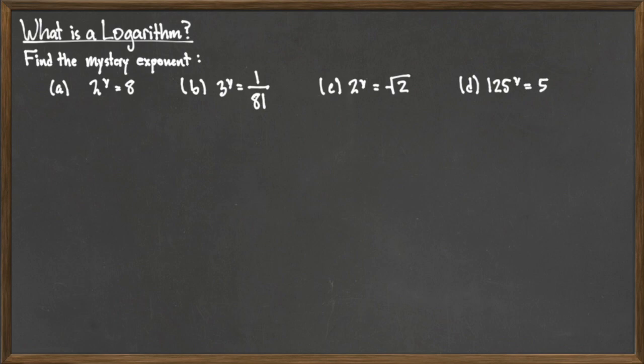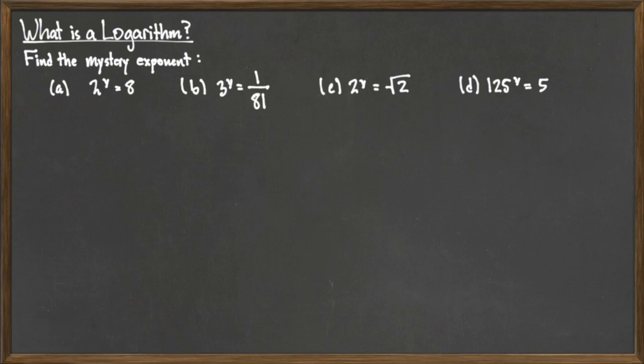We're going to look at 2 to the y equals 8, 3 to the y equals 1 over 81, 2 to the y equals square root of 2, and 125 to the y equals 5. And our goal is to find the value for y that correctly fits each one of these. I encourage you to pause the video and try to think about what values you can plug in for y that make each one of these statements true.